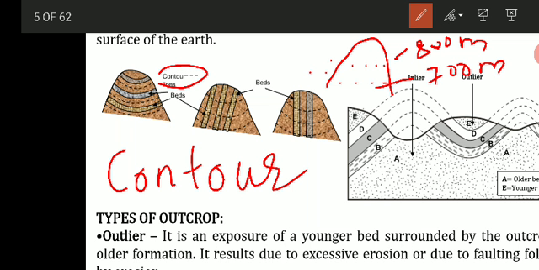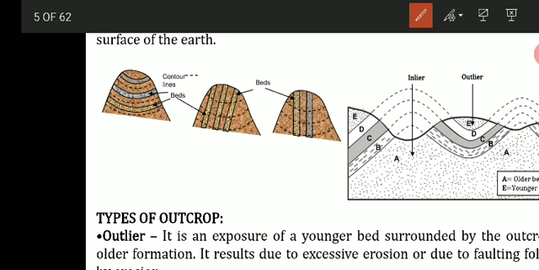So what does it show? The contour lines are imaginary lines. On the ground you actually cannot see the lines. It's just an imaginary line which represents the elevation of that particular area. Along that line, throughout its length, the height remains the same, that is 800 meters, and all along the length of this line the height remains 700 meters. So that shows that it is a contour line, an imaginary line which joins points of equal elevation.